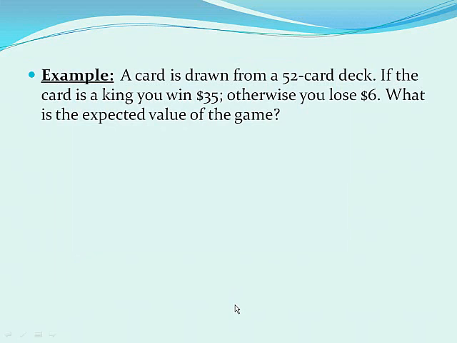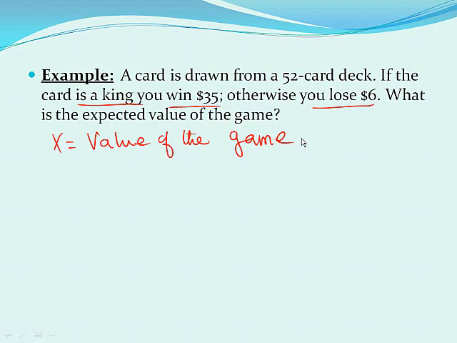Here is another example. A card is drawn from a 52 card deck. If the card is a king, you will win $35. Otherwise, you will lose $6. What is the expected value of the game? So we need to define the random variable x as the value of the game, and then construct a probability distribution for x. So x values and the probability corresponding to that.